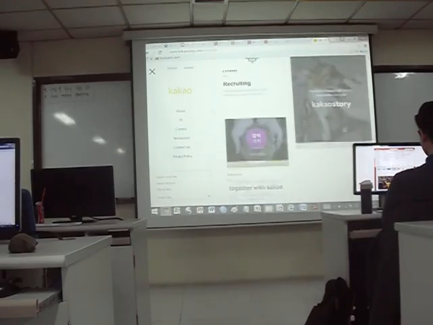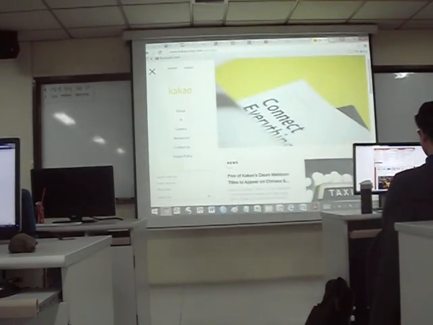So why do you like this site? The design is very simple and there are some cute icons, such as the right image, right image. Okay.